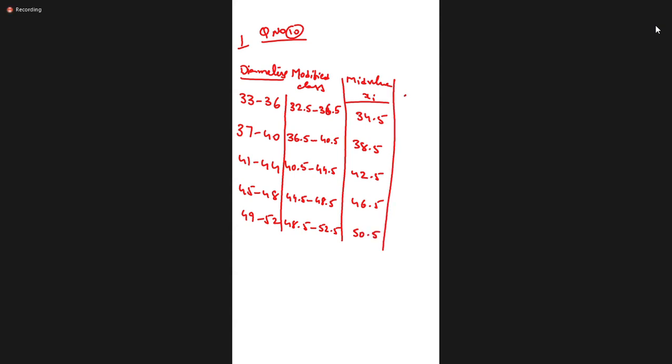Next, they gave the number of circles. That means Fi. What is the frequency given? 15, 17, 21, 22, 25.